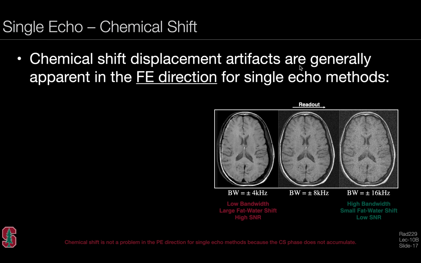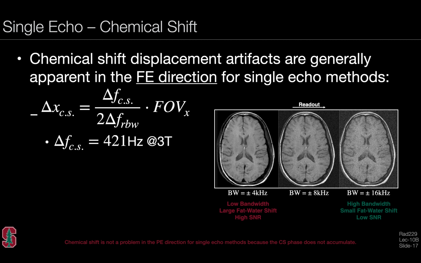Chemical shift displacement artifacts are generally apparent in the frequency encode direction for single echo methods, especially if the readout bandwidth is relatively low or intermediate. You may recall that the spatial shift of pixels that are chemically shifted, that is, say, fat pixels, the amount they are shifted is dependent on the ratio of the chemical shift frequency offset and the receiver bandwidth that you're using for imaging, and then scaled by the field of view in, say, the readout direction.